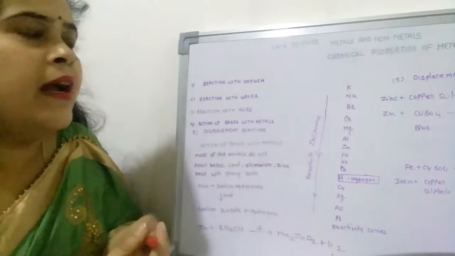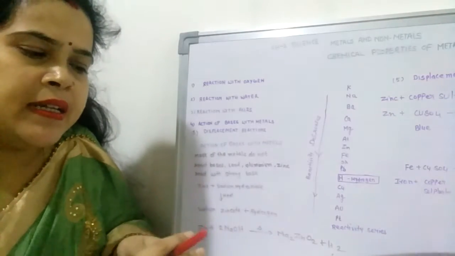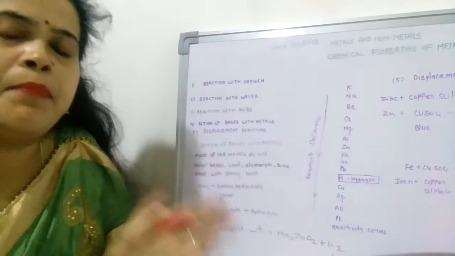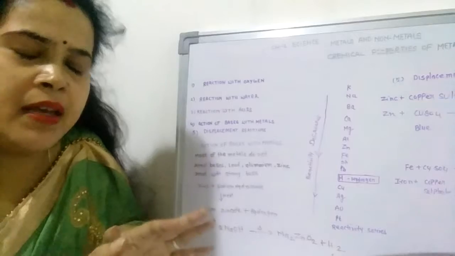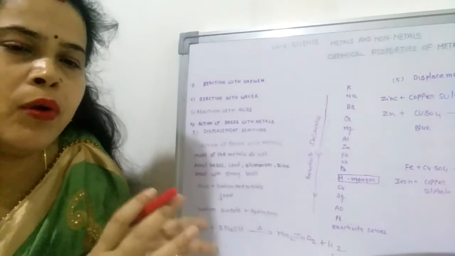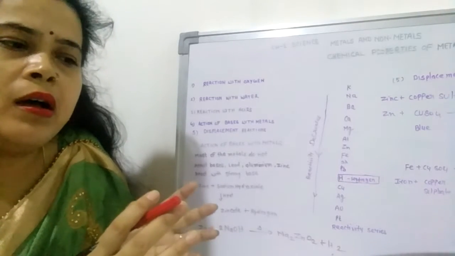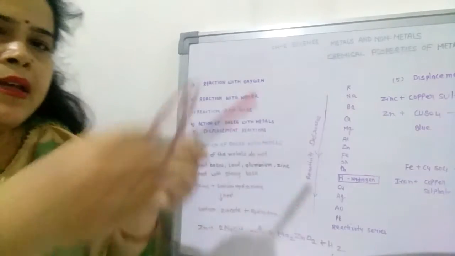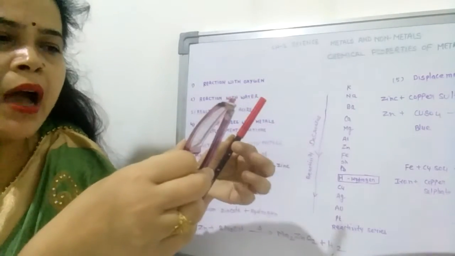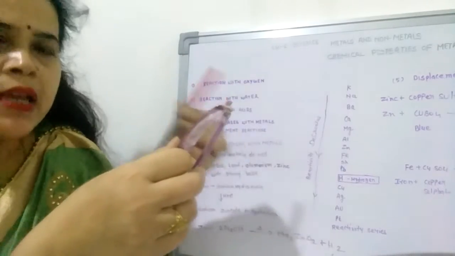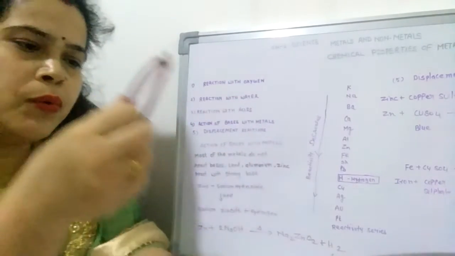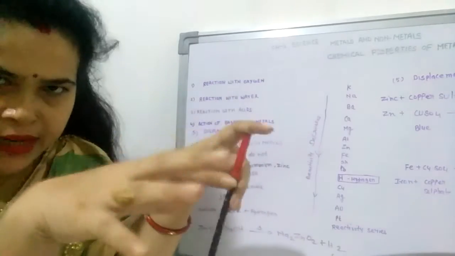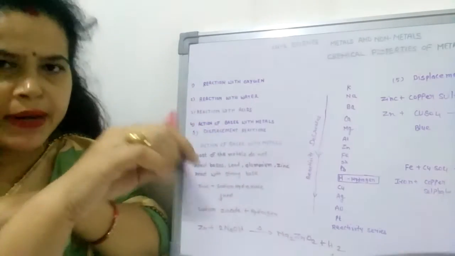Next reaction is displacement reaction. Displacement means when one thing is replaced by another thing. For example, suppose here are two things. I tell you keep this pen instead of these specs. So you replace these things. It is a displacement reaction. Just a general example. We are talking about the metal.